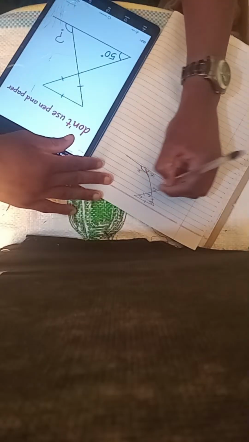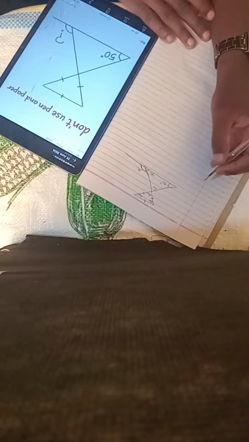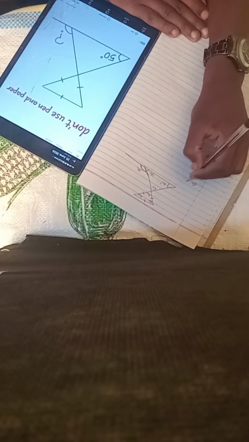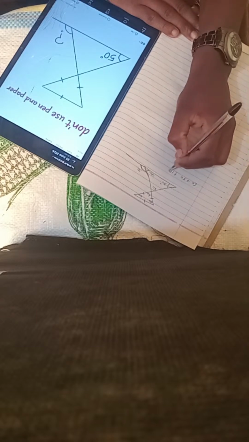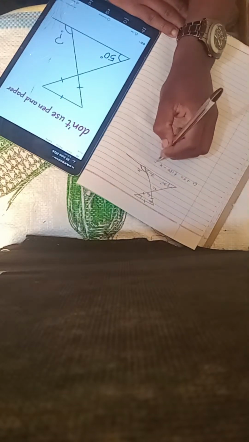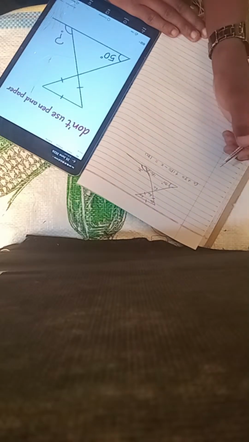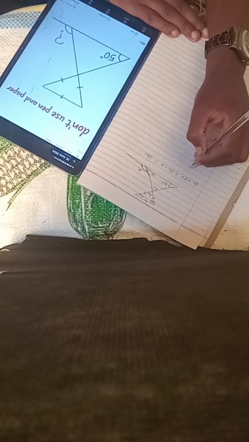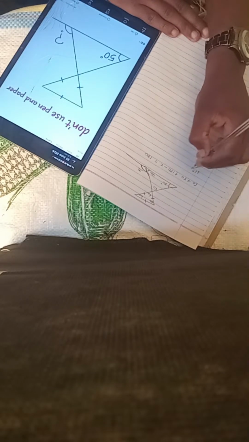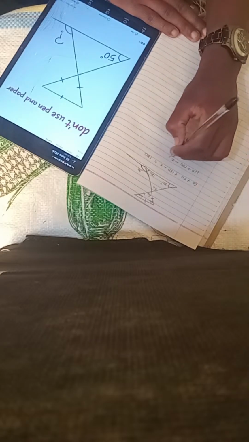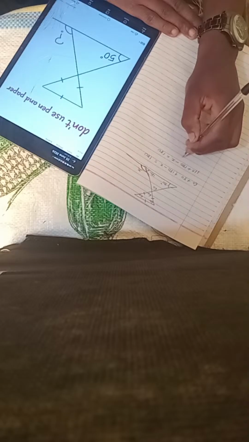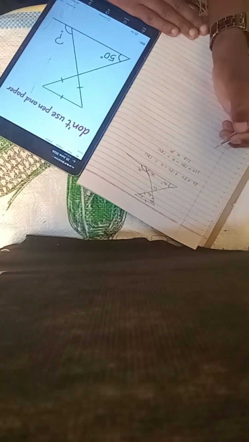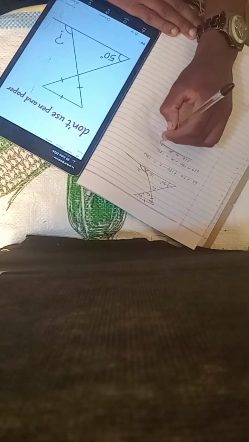Therefore, this one is 60. Right. From this diagram, what we can see is that 60 plus 50 plus 180 minus x should be equal to 180. Interior angles of a triangle. Therefore, 110 plus 180 minus x is equal to 180. Therefore, 110 is equal to x. That is the solution.